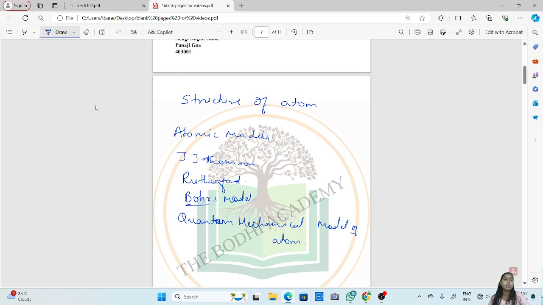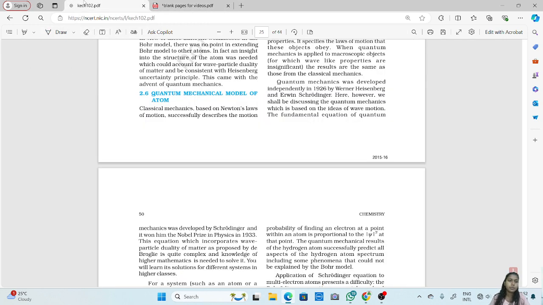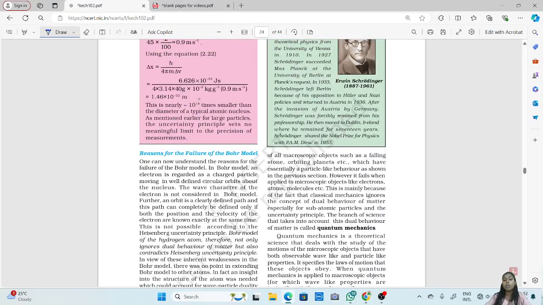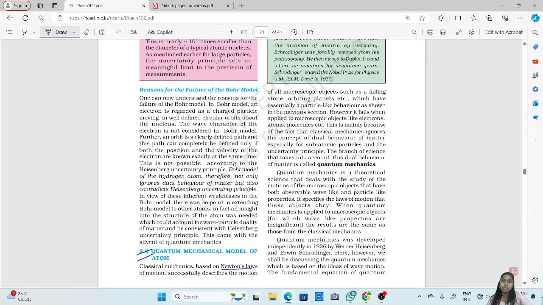Now let's see what is the quantum mechanical model of atom. Classical mechanics based on Newton's law of motion successfully describes the motion of all macroscopic objects such as falling stone, orbiting planets, etc. Right? Because of Newton's theory, we can explain the falling of objects, orbiting planets, etc. Right? These have essentially a particle-like behavior as shown in the previous section.